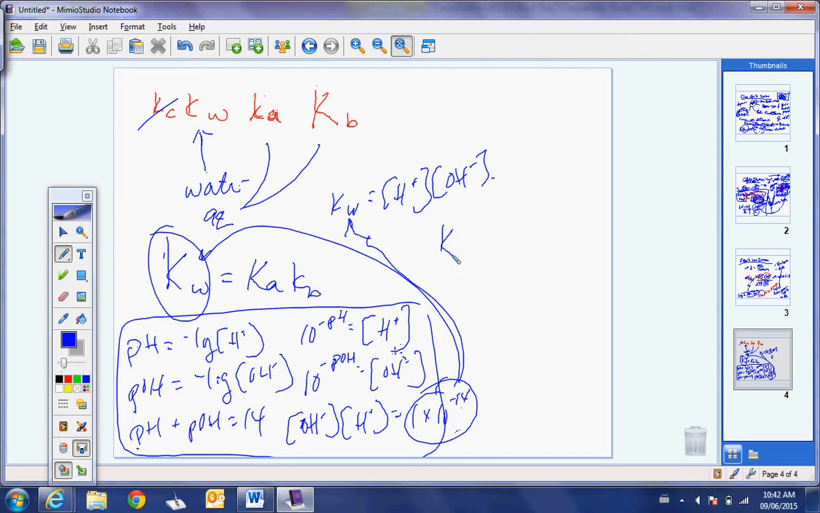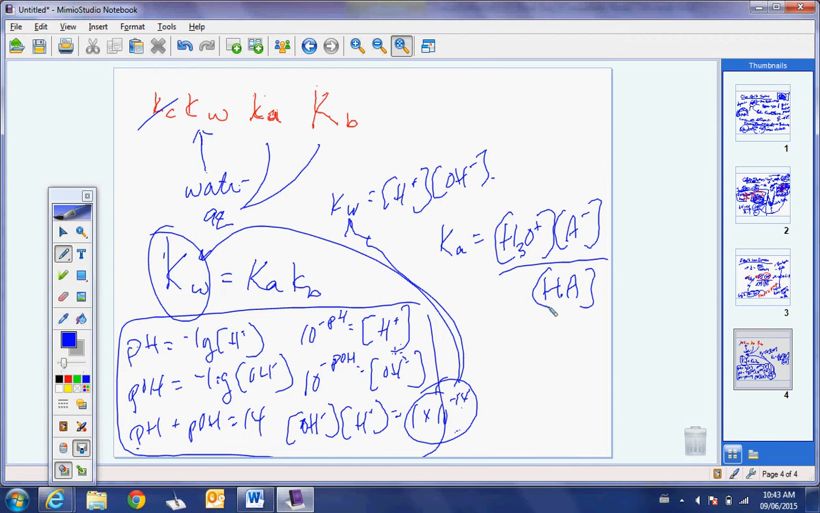Ka, what's the general expression for Ka? H3O plus concentration times A minus concentration over HA concentration. Note that these sides are equal in their charges. The top charge is balanced, the bottom charge is balanced. That's how you maybe can put them together. A positive and a negative make neutral, and the bottom's neutral.